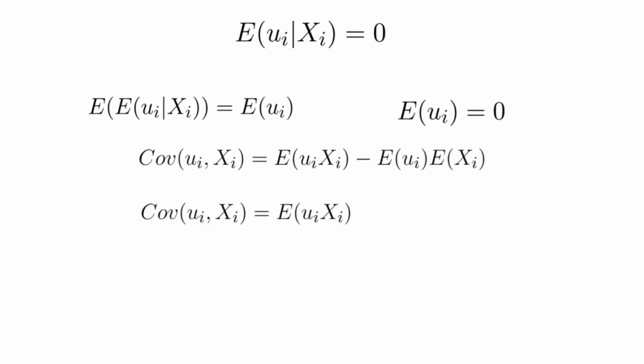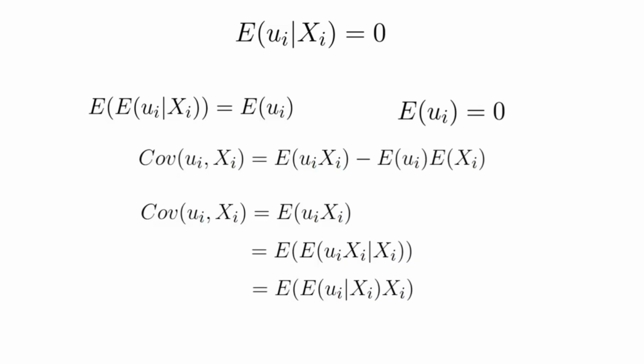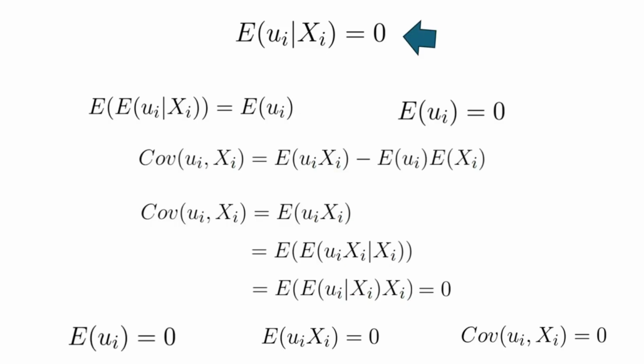The term on the right-hand side is equal to this term by LIE. And this term on the right-hand side equals this term. What happened here is that since we're conditioning on xi, it becomes non-random, and so we can take it out from the first expectation. Now by our third assumption, the expected value of ui given xi equals 0, so this entire term simply equals 0. Therefore, I have now shown that our third assumption implies the three equations here at the bottom.